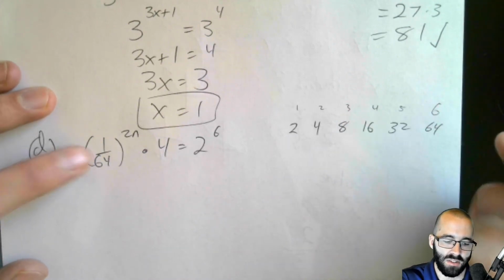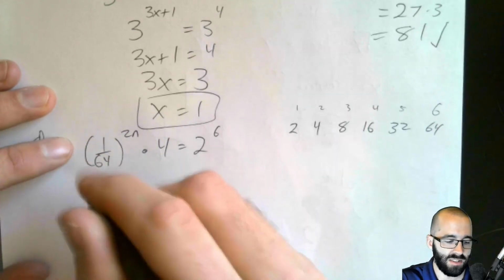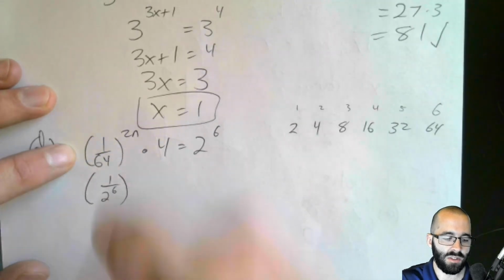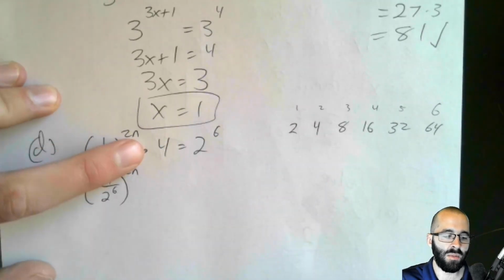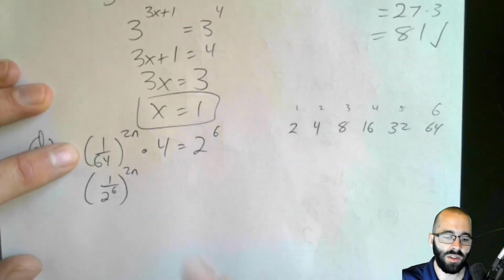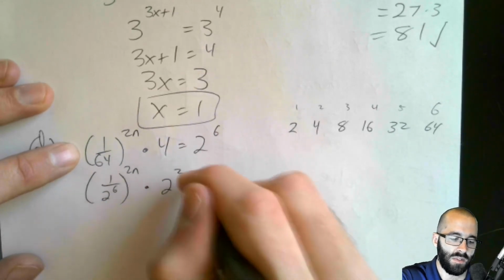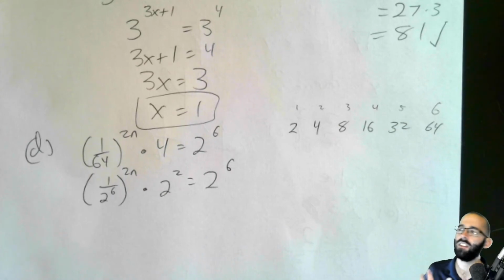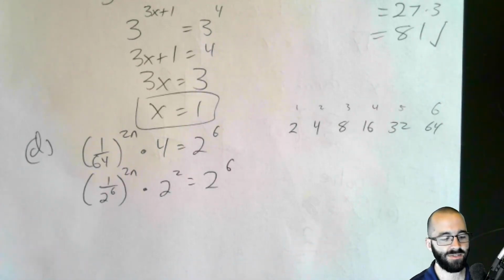But we don't have 64. Let's do it in steps. This becomes 1 divided by 2 to the 6th. We're a little closer. The 2n stays the same. The 4, we can definitely deal with. 4 is 2 squared. All right, we made progress. It looks a little bit more like 2 raised to some exponent.